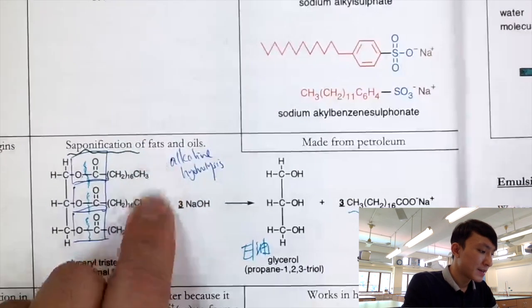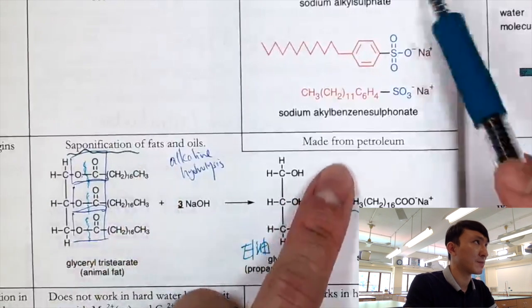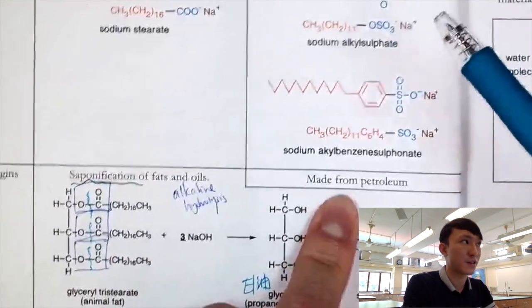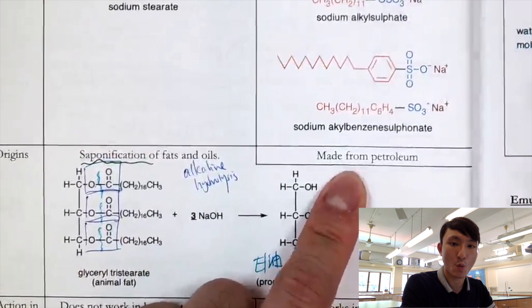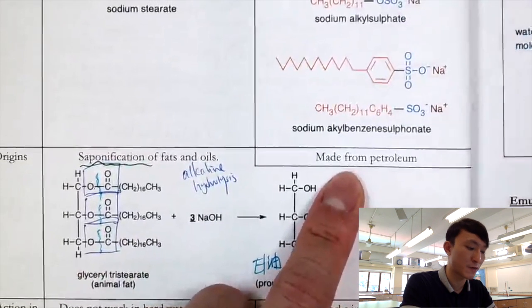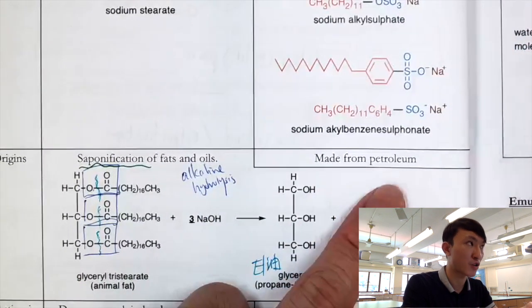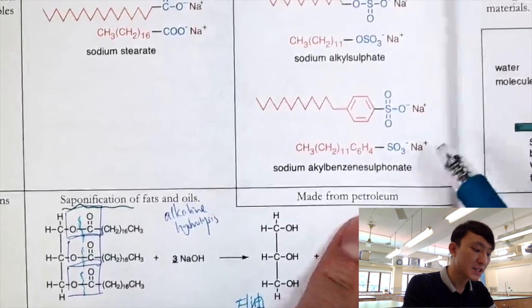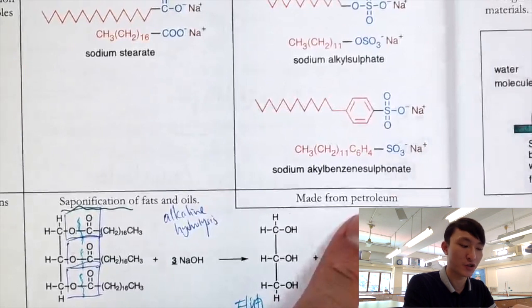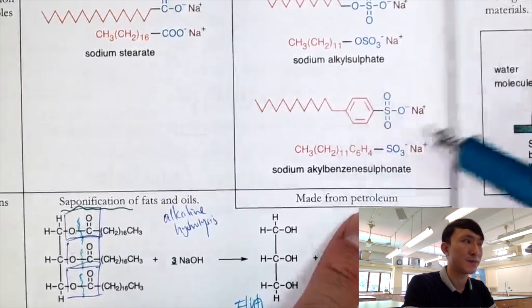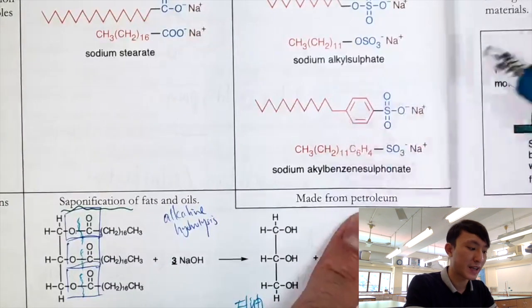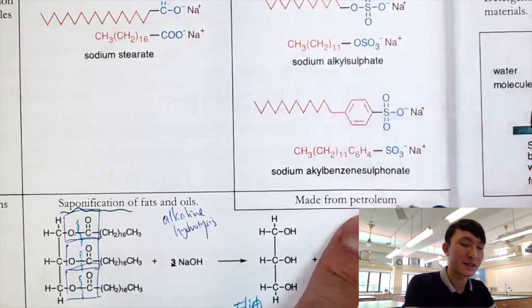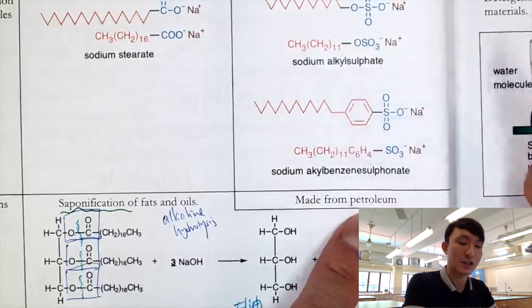Okay. Now, what about soapless detergent? The process of making soapless detergent is not required. All you have to know is they are coming from petroleum. So they are products from petroleum. You know the heavy fraction of petroleum, where it has more carbons, so they are chosen to make a detergent.